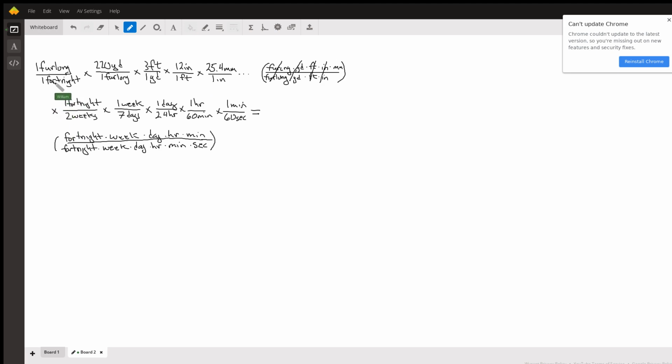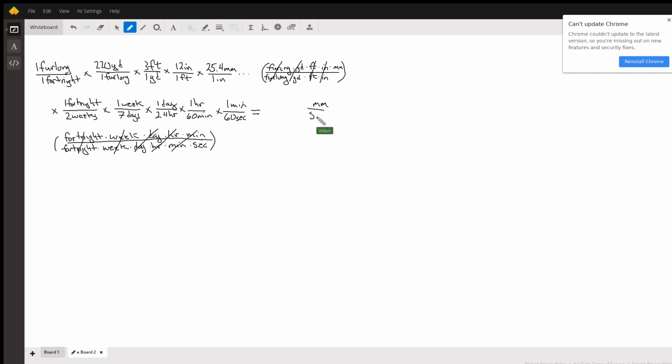And then I need to continue to change the time. I have fortnights in the denominator, so I need the conversion factor for fortnights arranged to cancel out that denominator. So 1 fortnight is 2 weeks, 1 week is 7 days, 1 day is 24 hours, 1 hour is 60 minutes, 1 minute is 60 seconds. If we summarize the time units, I'm going to end up with fortnights over fortnights, which cancel out, weeks over weeks, days over days, hours over hours, minutes over minutes. So the units I'm left with after all this fractional arrangement is millimeters per second, which is what the question asked for.